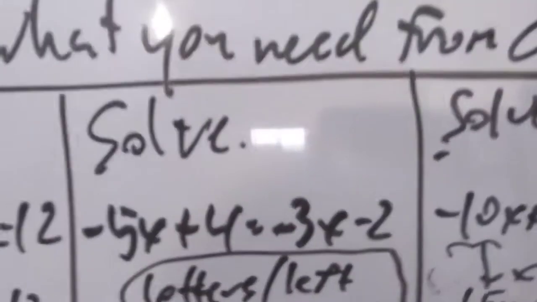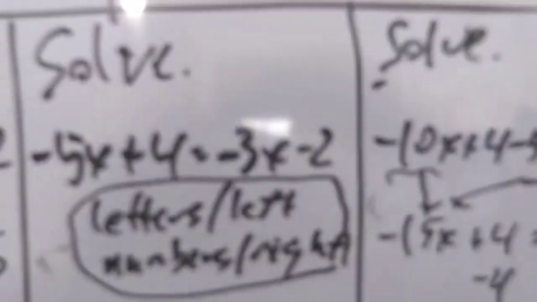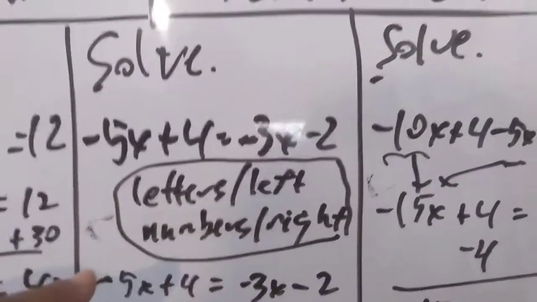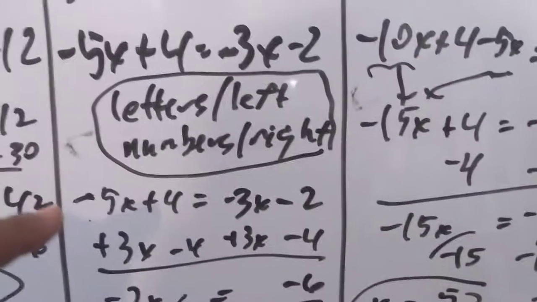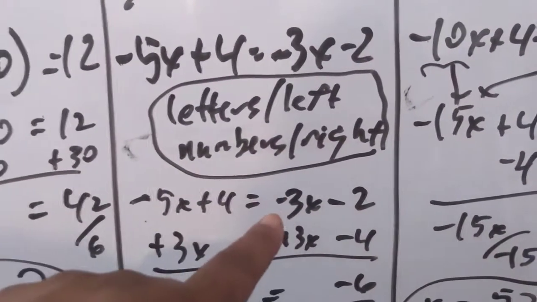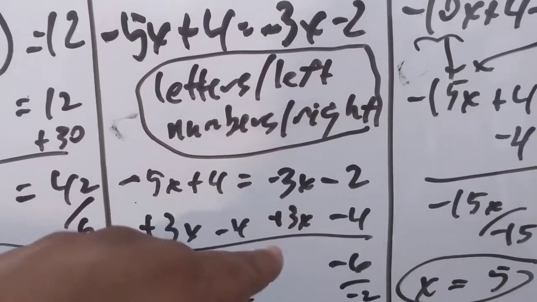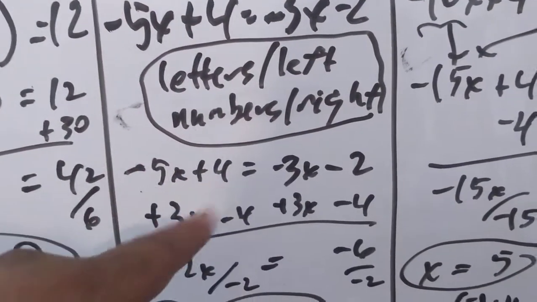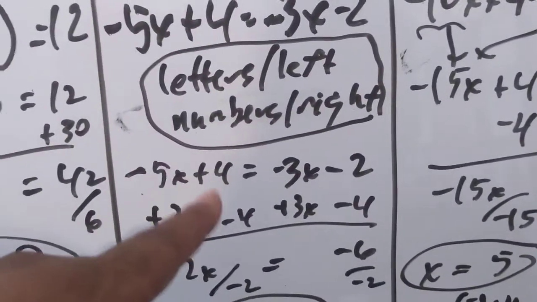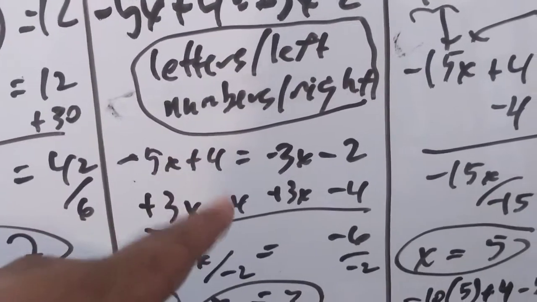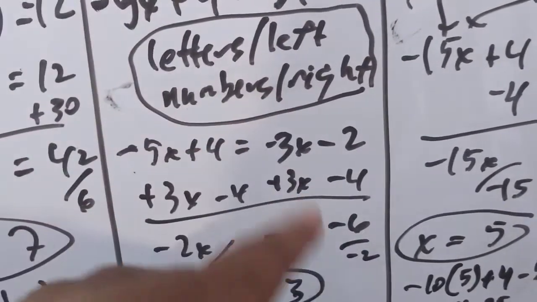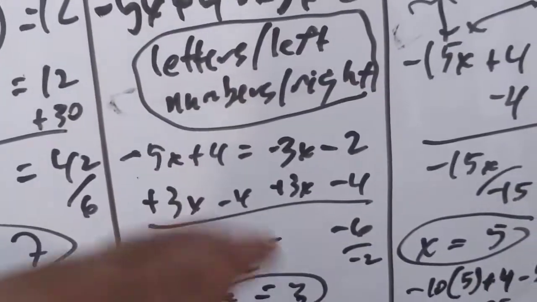Solve this right here. Remember, you got to keep letters on the left, numbers on the right, right? So I'm going to kill 2 birds with 1 stone. Why not? If I know I need the letter on the left, I need to get rid of it on the right. So I do plus 3x on both sides. If I want the number on the right, I get rid of it on the left. So I got to subtract 4 on both sides. So I killed 2 birds. I took care of 2 sets of things at one time.